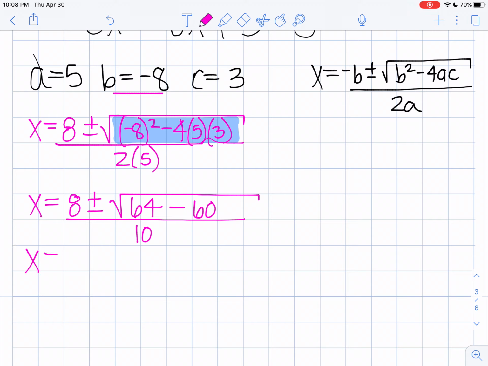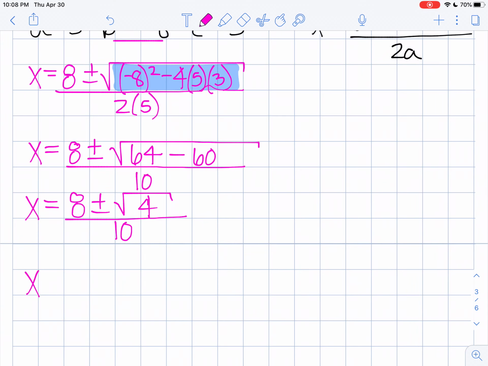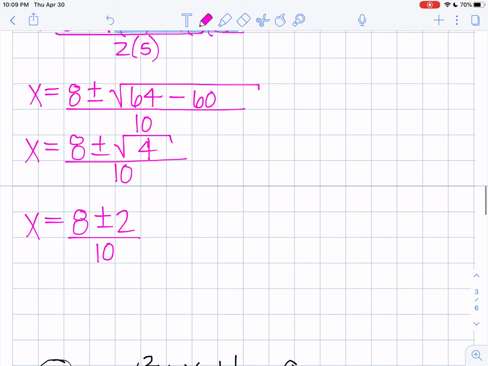So I get x is equal to 8 plus or minus the square root of 64 minus 60, which is 4, divided by 10. Okay, and I can also keep going because I know the square root of 4 is equal to 2. So now I'm left with my nice breakdown, and I'm going to figure out what my final answer is, and this is where the plus or minus comes into play.